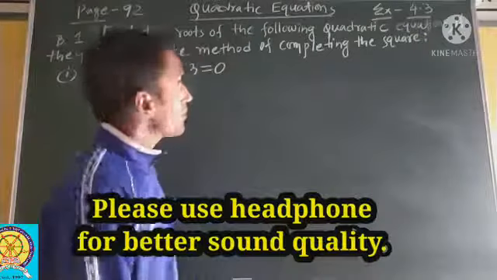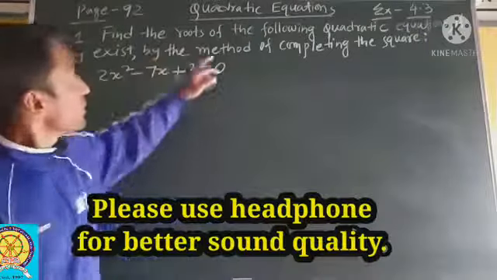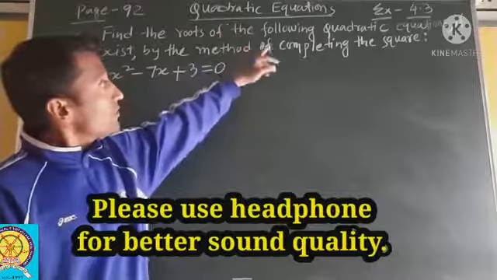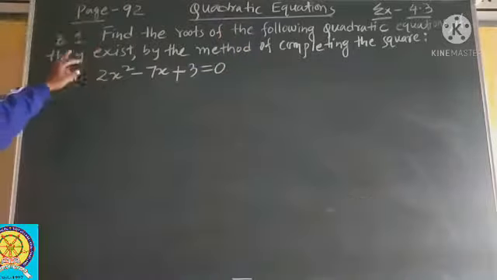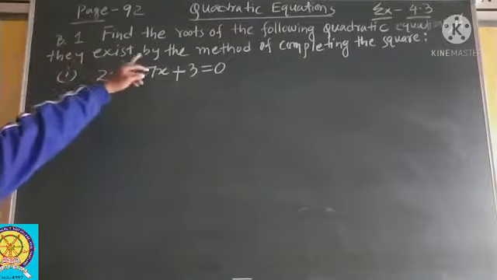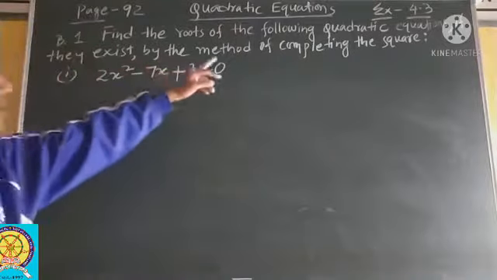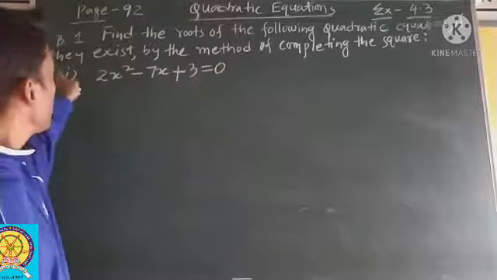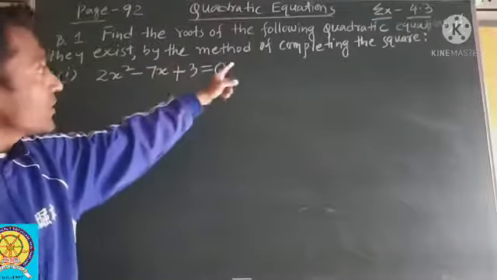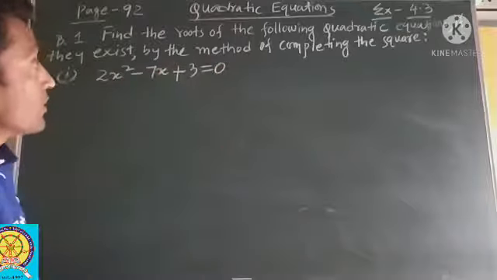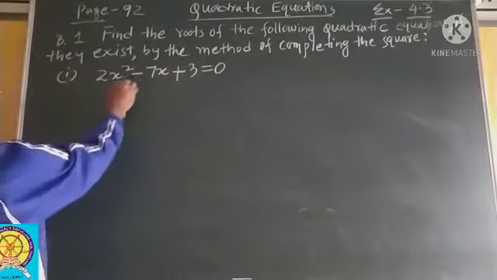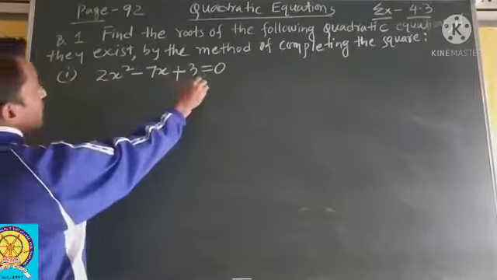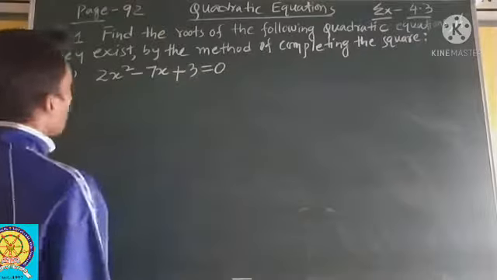Hello students, today we will learn about quadratic equations, exercise 4.3, page number 92, question number 1. Find the roots of the following quadratic equation, if they exist, by the method of completing the square. So the first question is what? 2x squared minus 7x plus 3 is equal to 0.